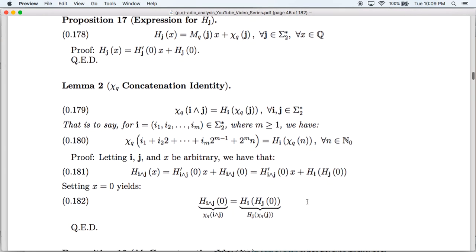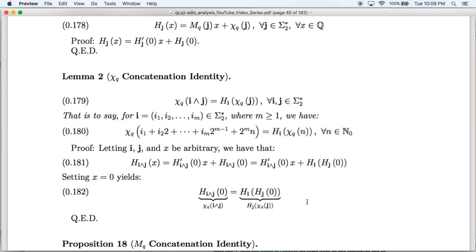So here, let I and j and x be arbitrary. h of I wedge j of x, well, that's h prime of I wedge j applied at 0 times x, plus h of I wedge j at 0. This is just Taylor's formula. And then here we rewrite the definitions. h bold I, this is going to become h bold I of h bold j of 0. So therefore, these two expressions are the same. So this thing is equal to that thing. And by definition, this is h bold I of chi q of bold j. And this is chi q of bold I wedge bold j.